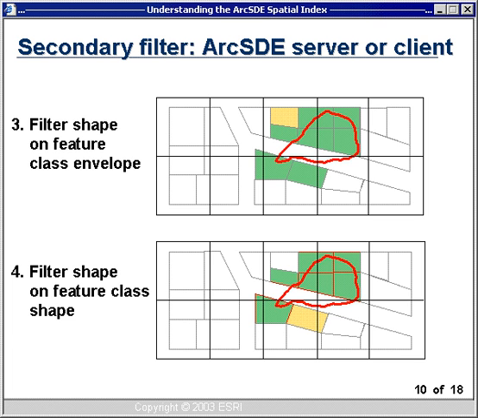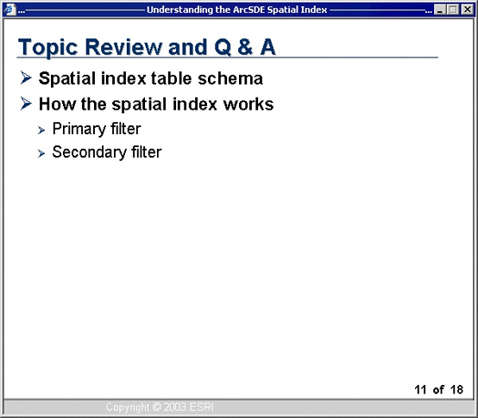So just to review that last topic, we looked at the spatial index table schema, how that table is stored, what's stored in that table. We've also looked at how the spatial index works and how we eliminate features using the spatial index so that we don't have to scan through all the shapes themselves.